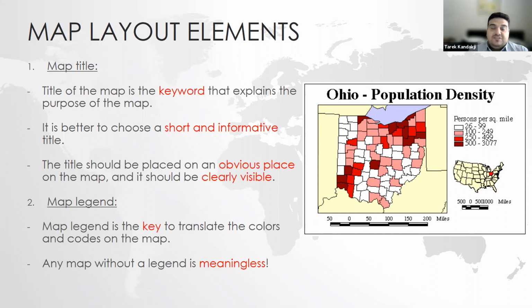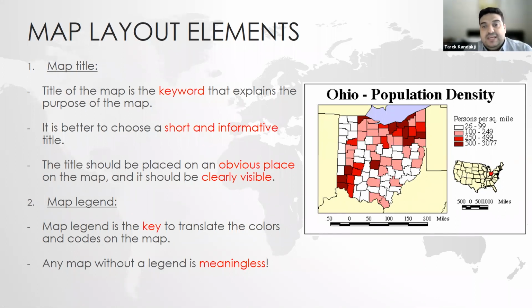Sometimes if you don't have a title, the viewer may struggle to understand why you're presenting this information. Like for example, the population density map, some people may look here and say, okay, persons per square mile, okay, that's density, but is there another purpose? But if you put the title Ohio population density, people will understand the reason behind making the map. You want to show the population density of the state of Ohio.